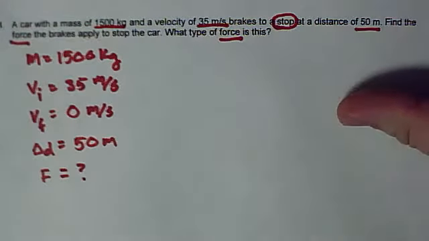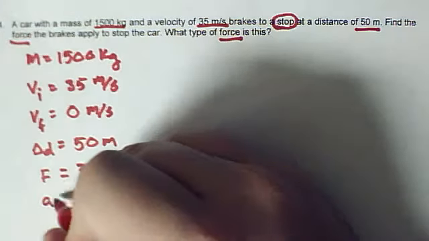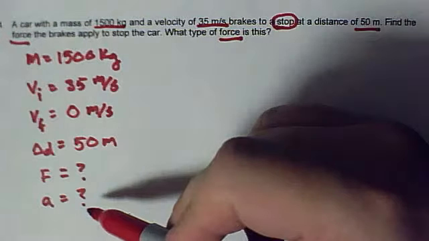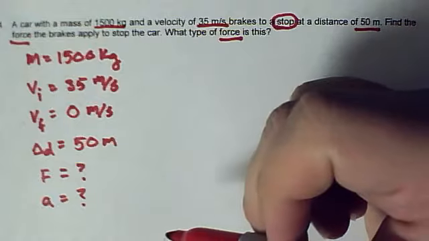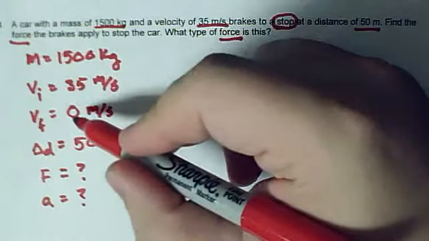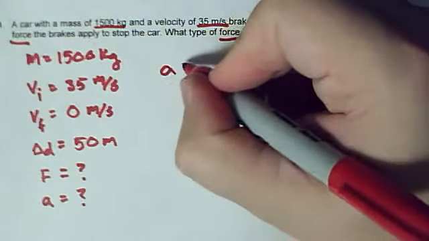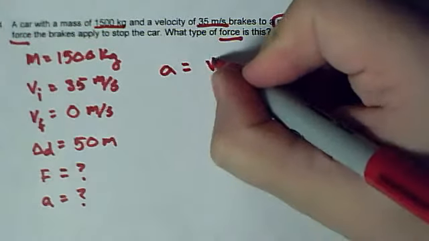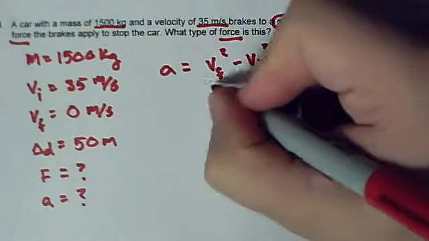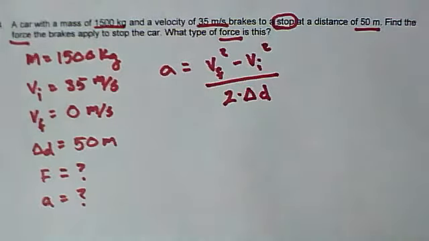Well, the problem with that is the only equation we have so far that has force also has acceleration. We don't know the acceleration, so we have to find the acceleration before we can find the force. So let's find the acceleration. We have Vf, we have Vi, we have delta D. So we can use the equation acceleration equals Vf squared minus Vi squared divided by 2 times delta D.